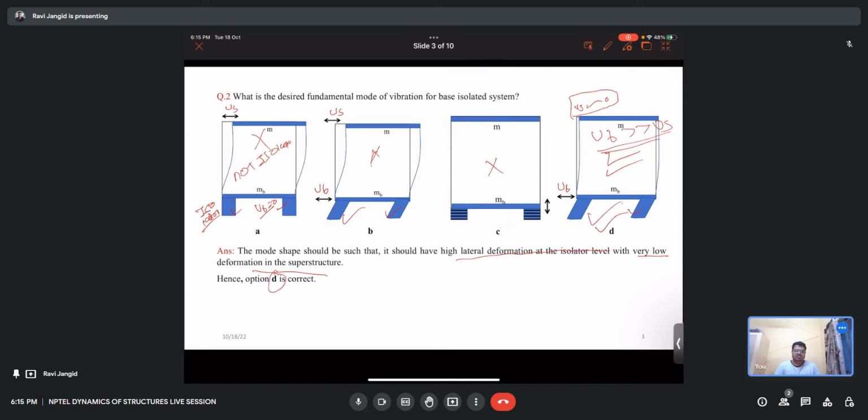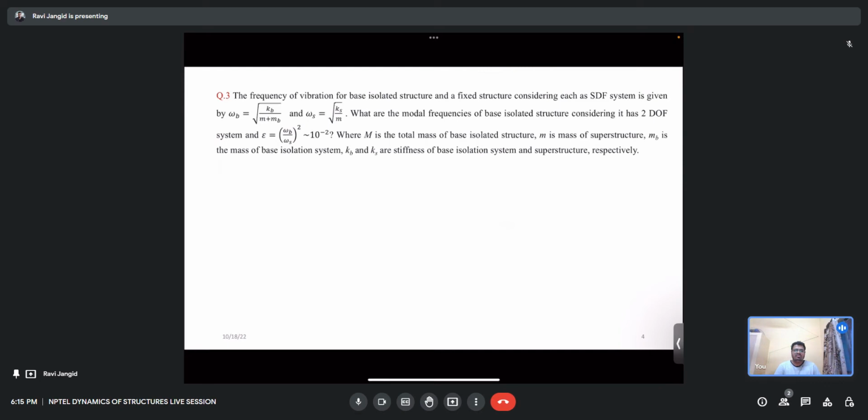Now come to another question, in which we are given the frequency of vibration for the base isolated structure and the fixed structure. Let us go through the question one by one. The frequency of the base isolated structure and the frequency of the fixed structure, considering an SDOF system, is given by omega b and omega s. That is my first structure, which is fixed base, and my structure with base isolation.